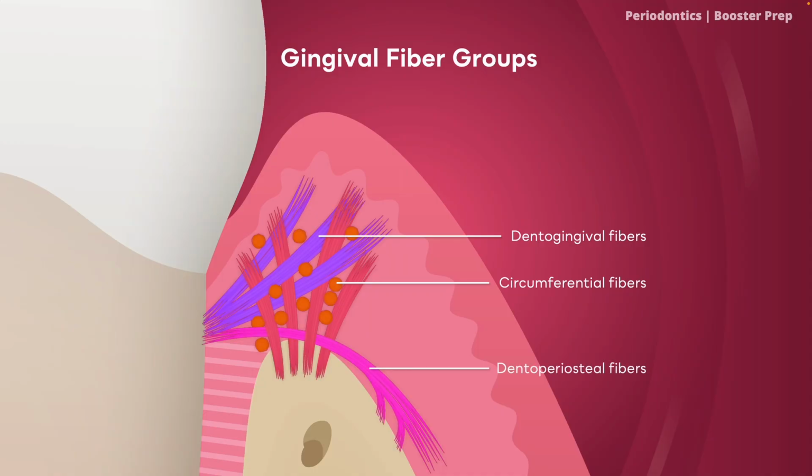The dentoperiosteal fibers originate from the cementum. They run over the alveolar crest and insert into the periosteum of the alveolar bone, reinforcing the connection between tooth and bone.